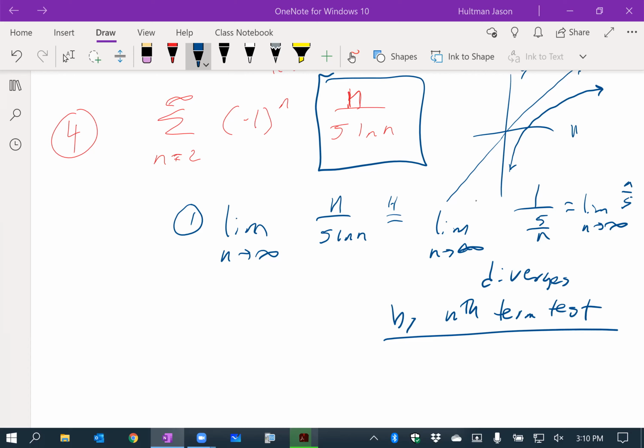Okay, on number 10, would we use the nth term test or a different test? For number 10, you're gonna use the fact that you can split it up into a geometric.